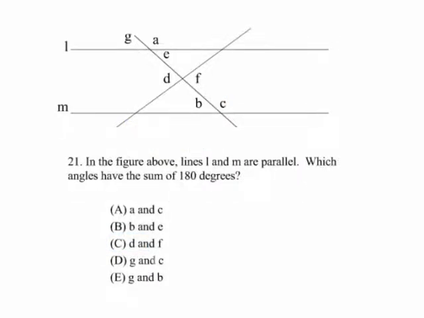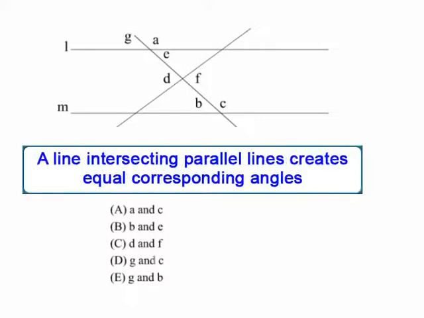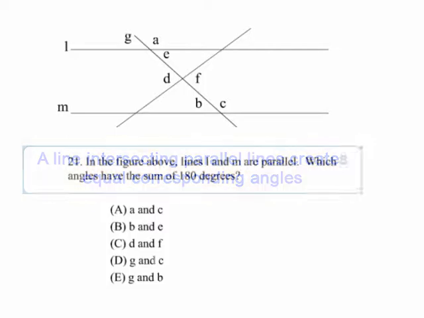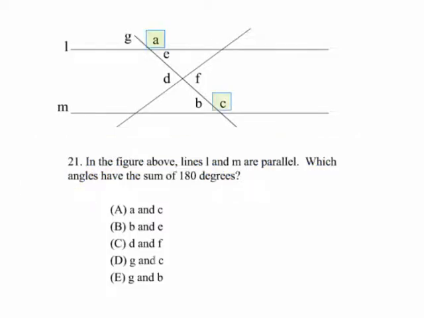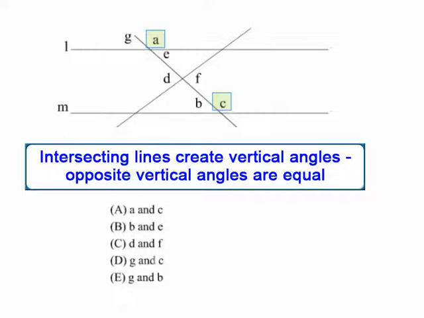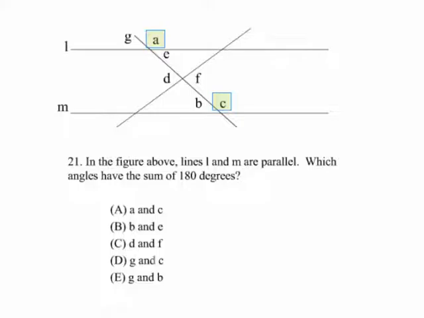Okay, we've got a lot of angles looking at us here, but sort through them and keep in mind two rules. One, a line intersecting parallel lines creates equal corresponding angles. By that we mean angle A would equal angle C. And two, intersecting lines create vertical angles, and opposite vertical angles are equal. Therefore D would equal F.